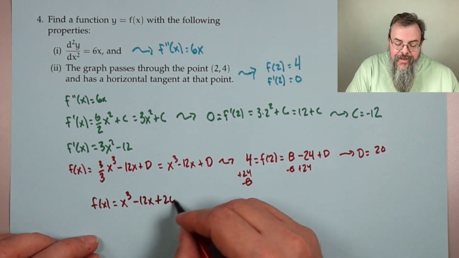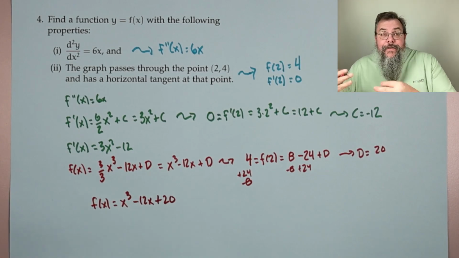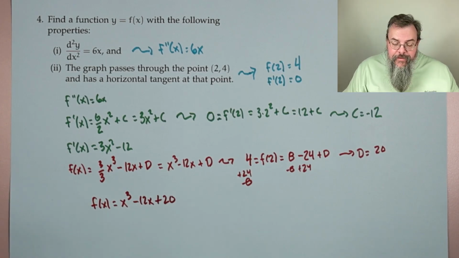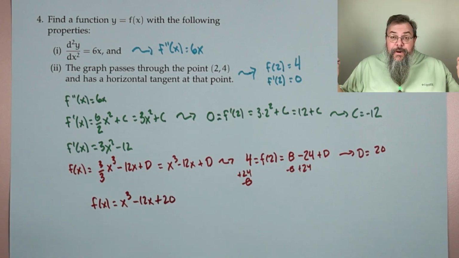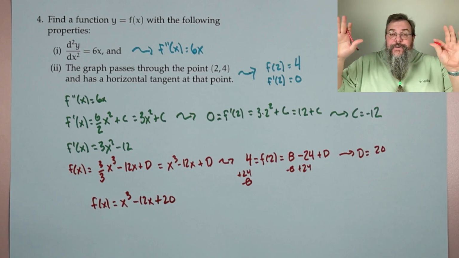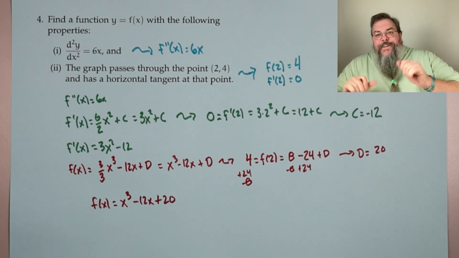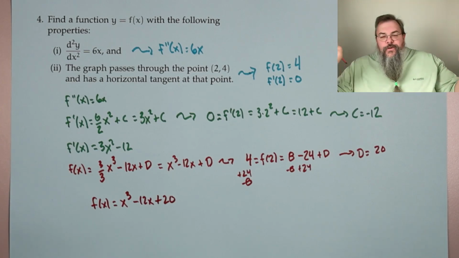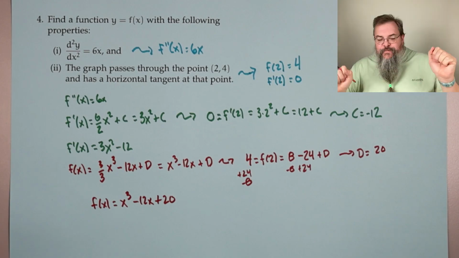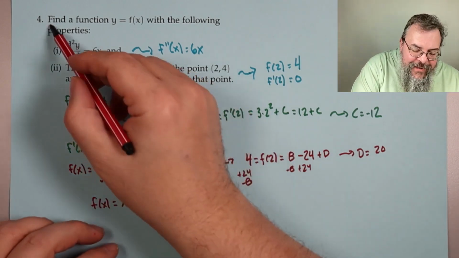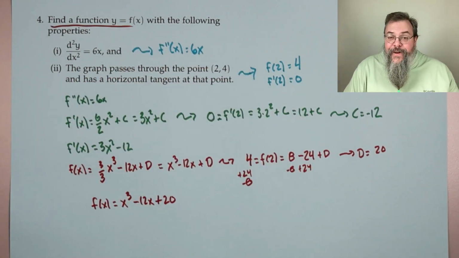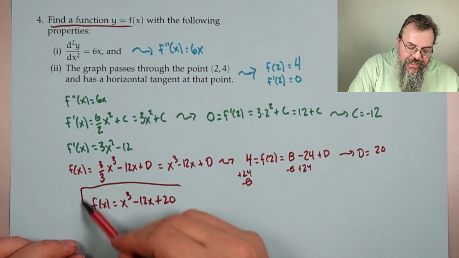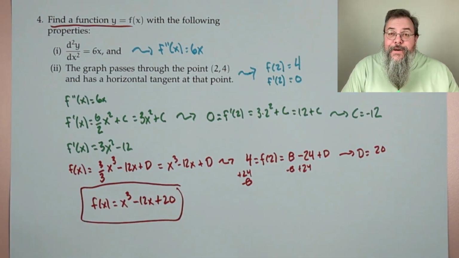And what do we have? We now have f of x. What do we do next? We celebrate. Woohoo! We found it. We found the function. We're gonna give points, right? Because that's what it asked us to find. We found the function. So we box it, and we happily move along to our next problem.